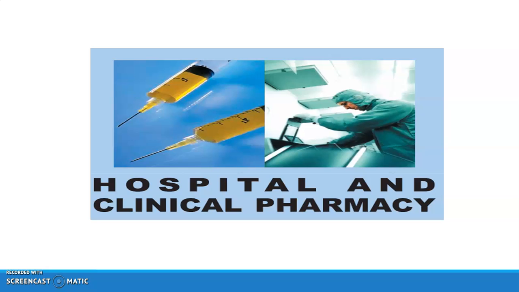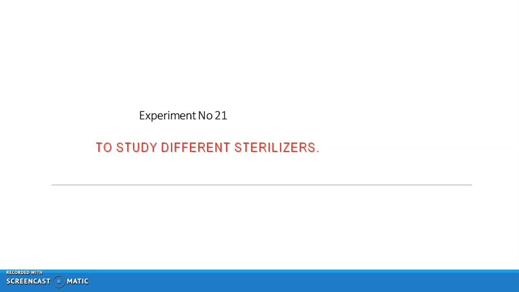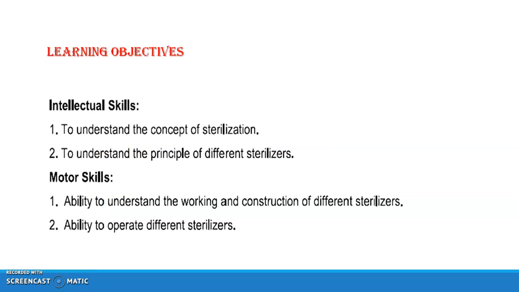So, today we are going to deal with a new practical of Hospital and Clinical Pharmacy. Let's start with experiment number 21: to study different sterilizers. Learning objectives: the student will develop intellectual skills by understanding the concept of sterilization and the principle of different sterilizers. The student will also develop motor skills by gaining the ability to understand the working and construction of different sterilizers, and the ability to operate different sterilizers.